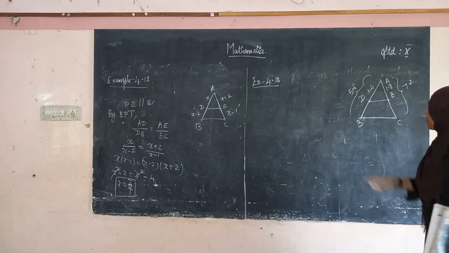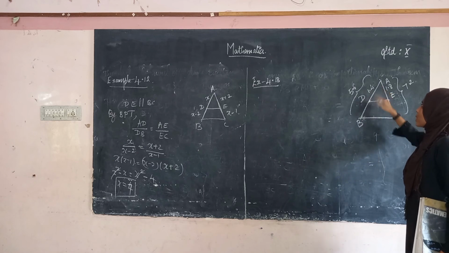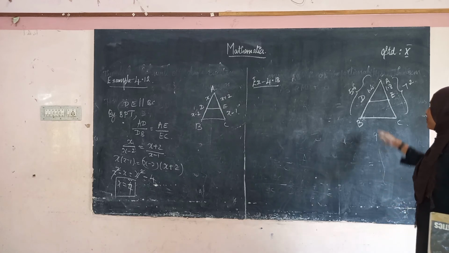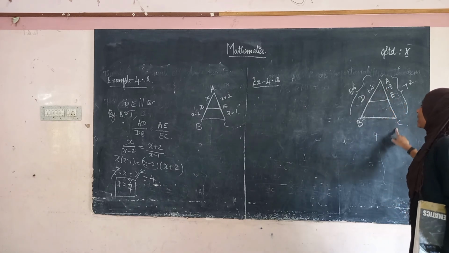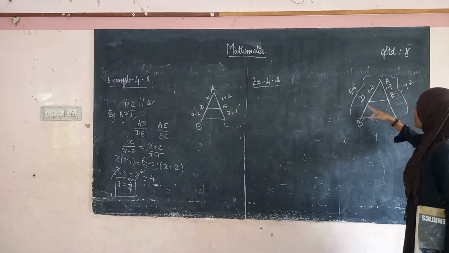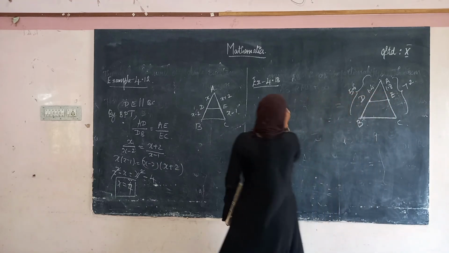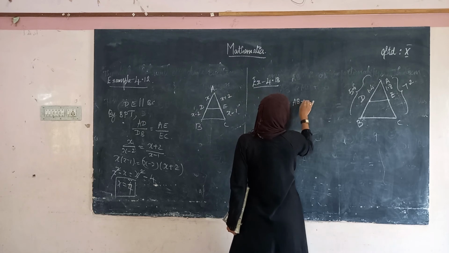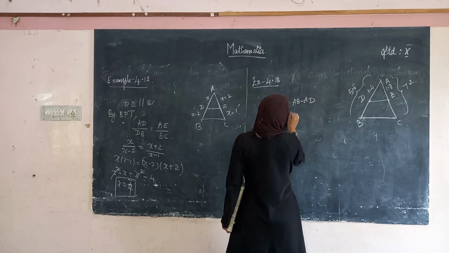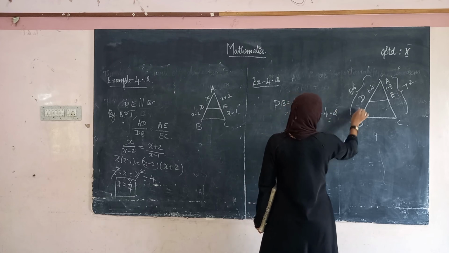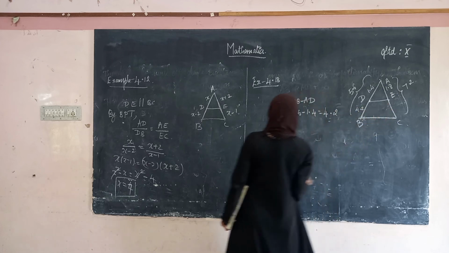So, by Thales theorem, if DE is parallel to BC, the ratios will be the same. That is, AD divided by DB will be equal to AE divided by EC. So, if we prove that AD divided by DB is equal to AE divided by EC, we can say that DE is parallel to BC. We know AD. To find DB, DB is equal to AB minus AD. What is AB? 5.6 minus what is AD? 1.4, which is equal to 4.2.